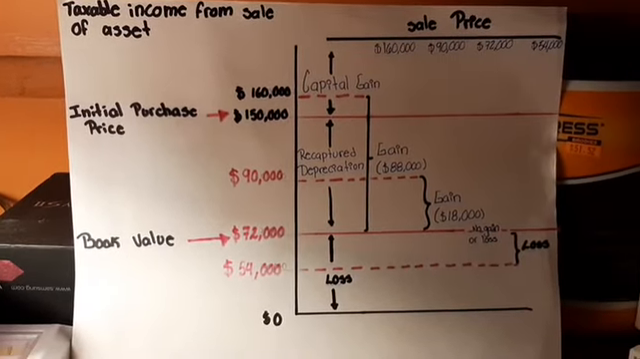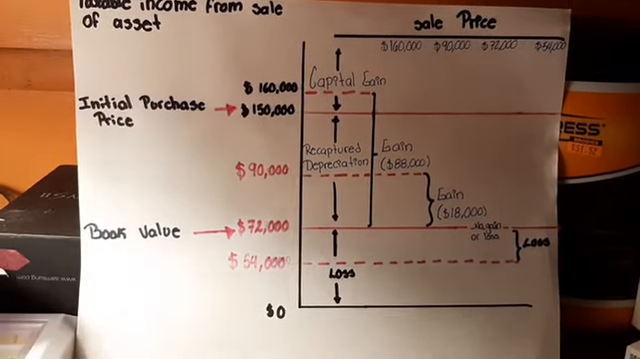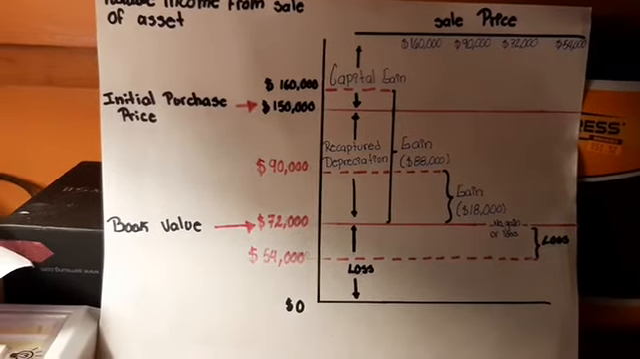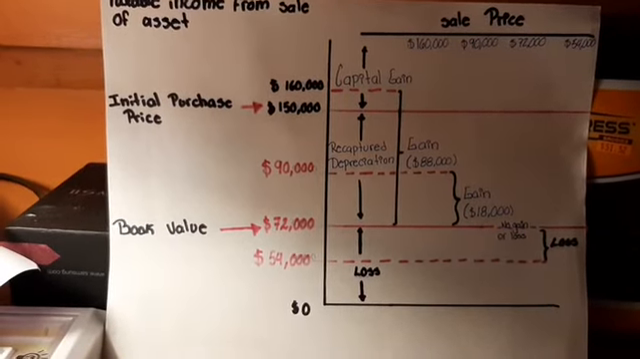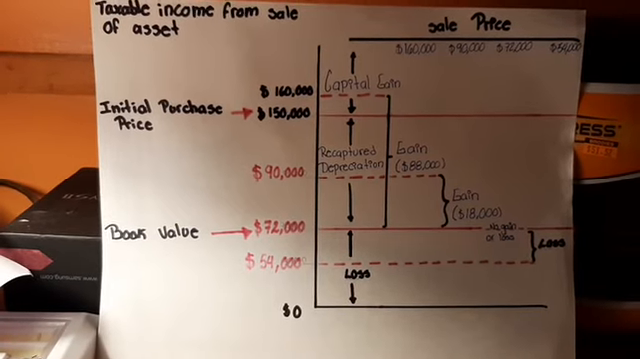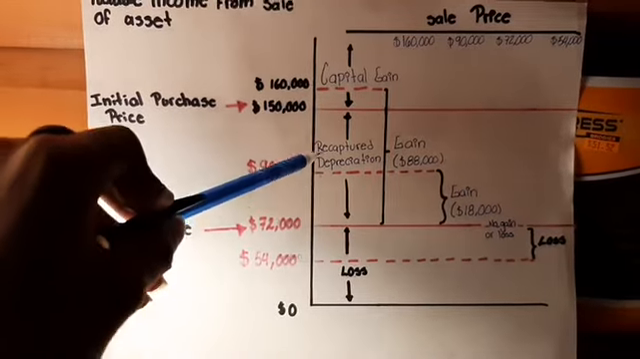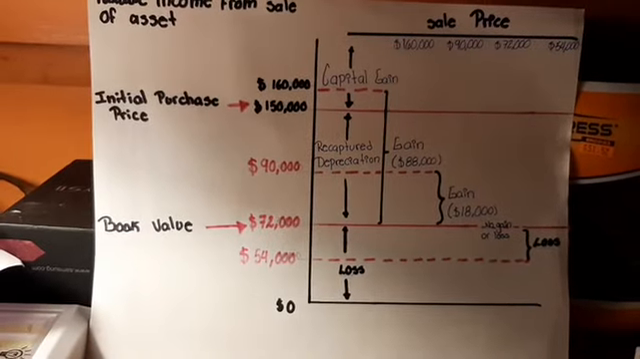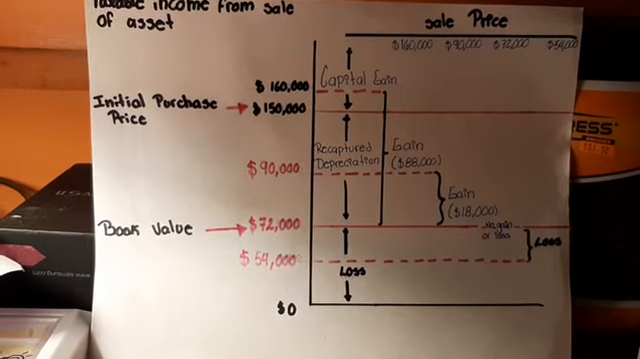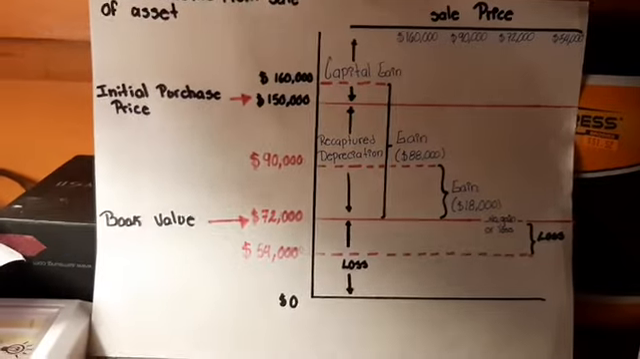We must subtract: 160,000 minus 72,000, the book value, and we get 88,000. Technically, this gain is made up of two parts: a capital gain and recaptured depreciation. Recaptured depreciation is the portion of the sale price that is above book value and below the initial purchase price.